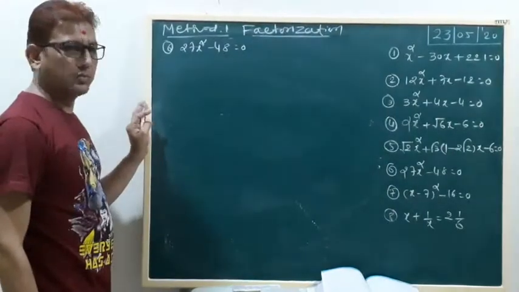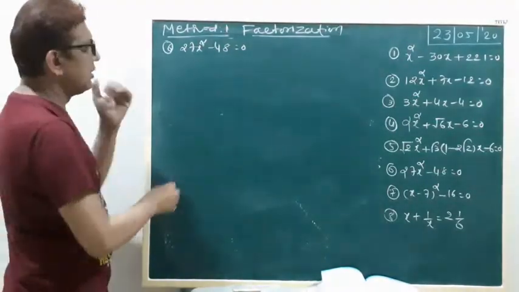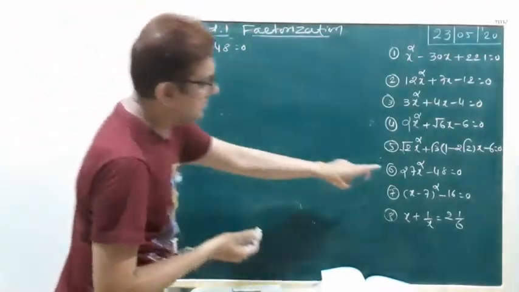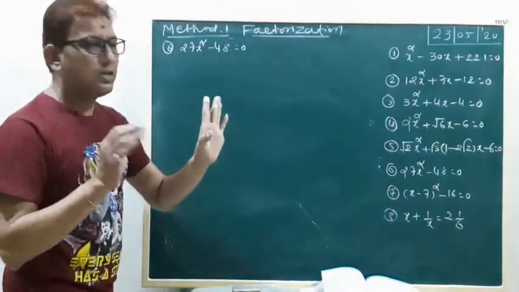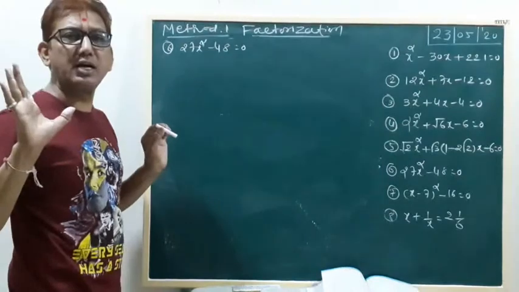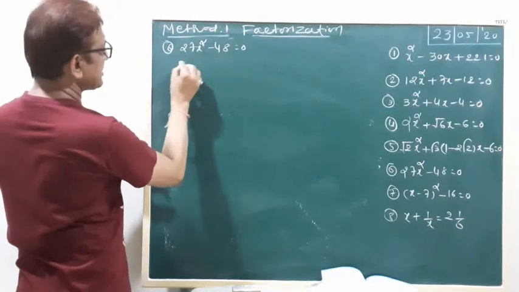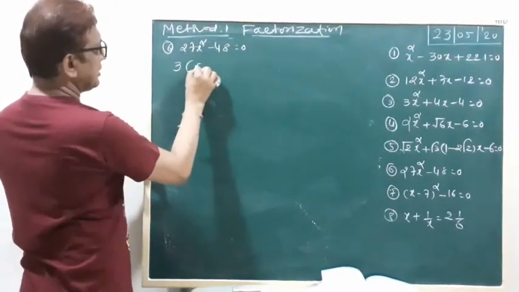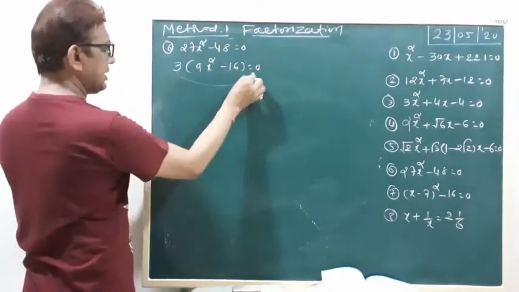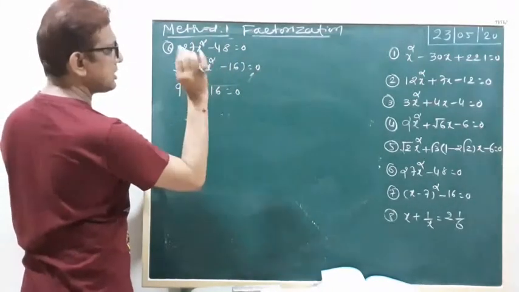Now the sixth question: 27x square minus 48 equal to 0. Here we cannot factorize directly, because x square is given but x is not given. So mostly we apply the a square minus b square formula. First we take the number 3 common: 3 9s are 27, 3 16s are 48. Now 3 in the denominator goes to 0. So your question is 9x square minus 16 equal to 0.